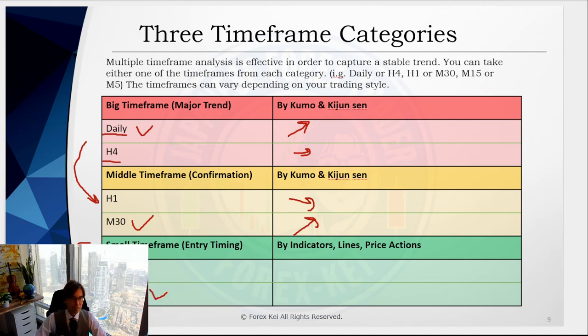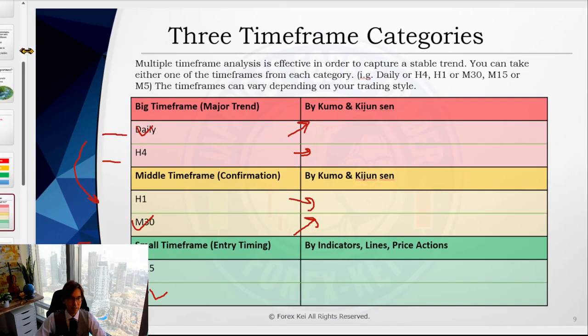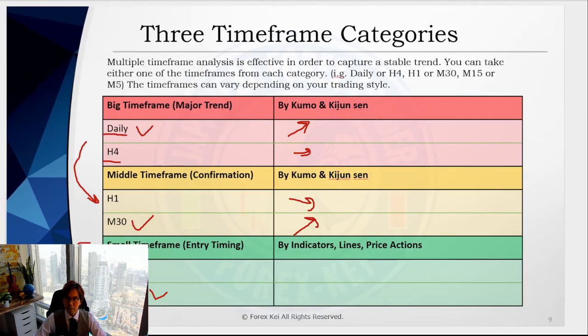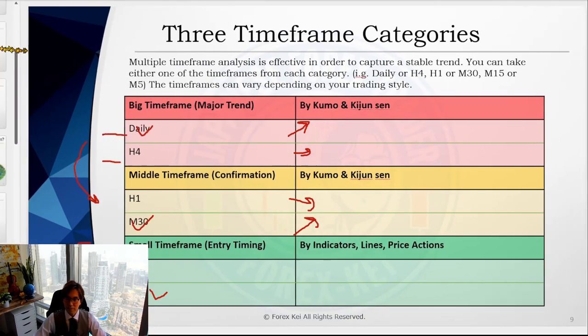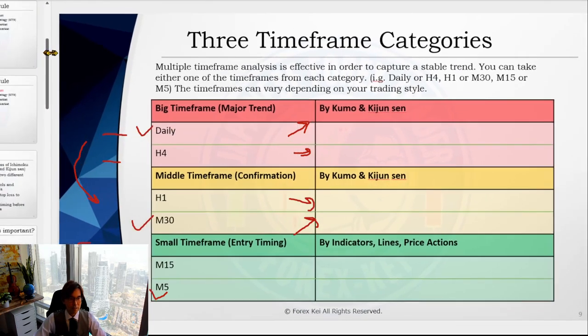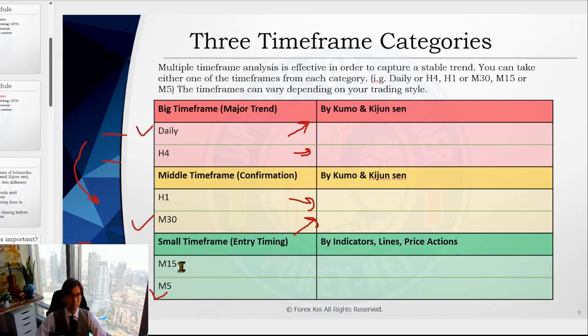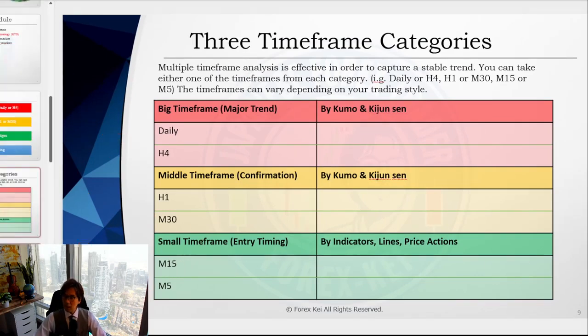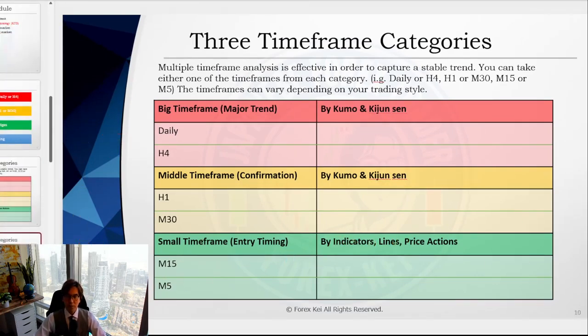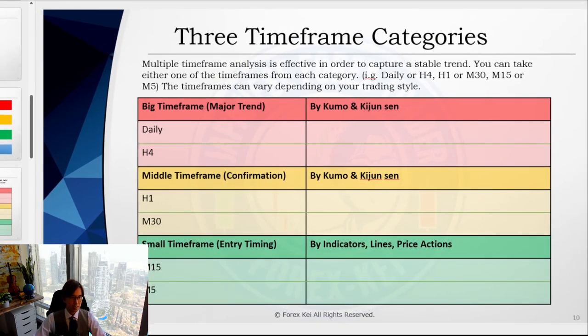Sorry, let me do this. Looks like the chart is not really fitting here, so let me see. I should have adjusted this one, just hold on. So yeah, like this, I do take the M5, M15 to execute the trades. So that's basically how I do the analysis.